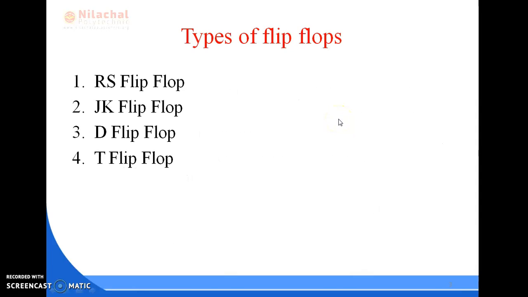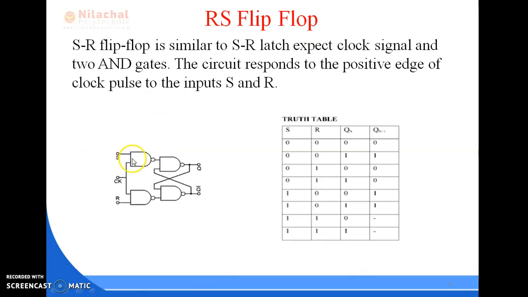Then come to types of flip-flop. There are four types of flip-flop. First one is RS flip-flop, second one is JK flip-flop, third one is D flip-flop, and fourth one is T flip-flop. First come to RS flip-flop. RS means reset and set flip-flop. Reset means 0 and set means 1.